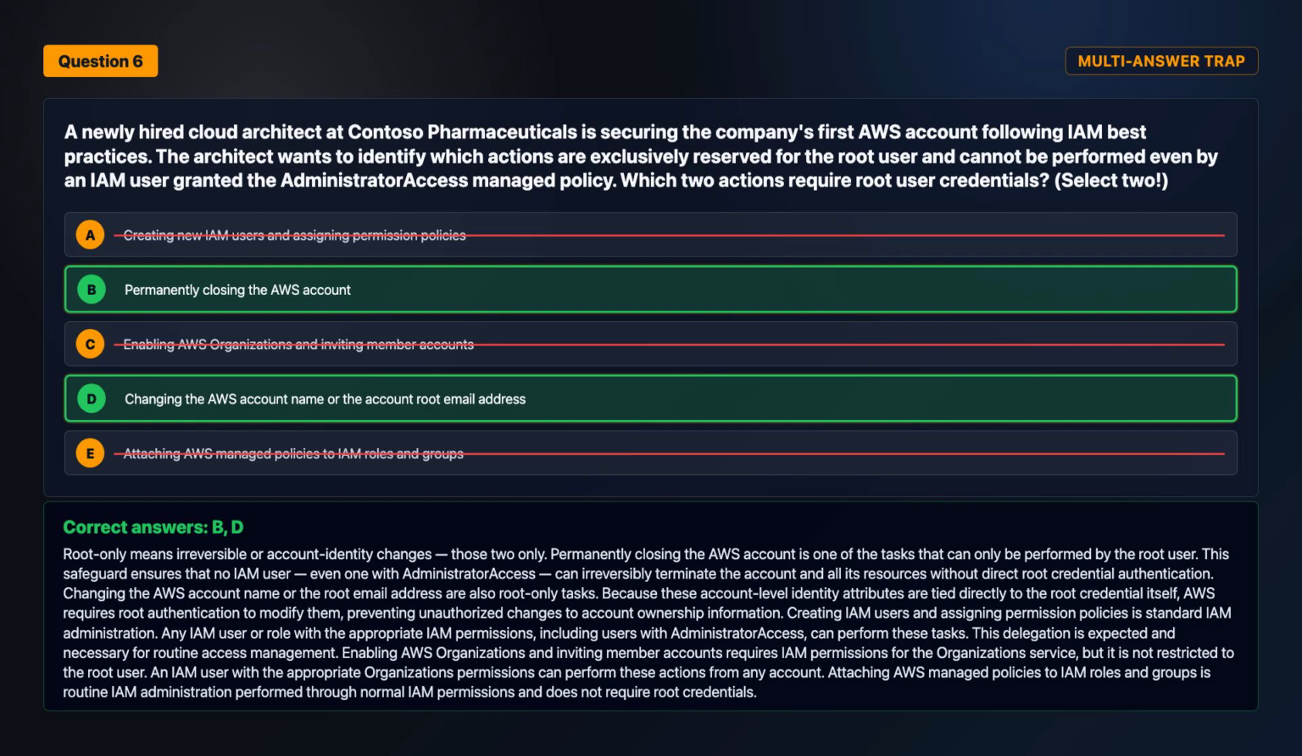Enabling AWS Organizations and inviting member accounts requires IAM permissions for the organization's service, but it is not restricted to the root user. An IAM user with the appropriate organization's permissions can perform these actions from any account. Attaching AWS managed policies to IAM roles and groups is routine IAM administration performed through normal IAM permissions and does not require root credentials.